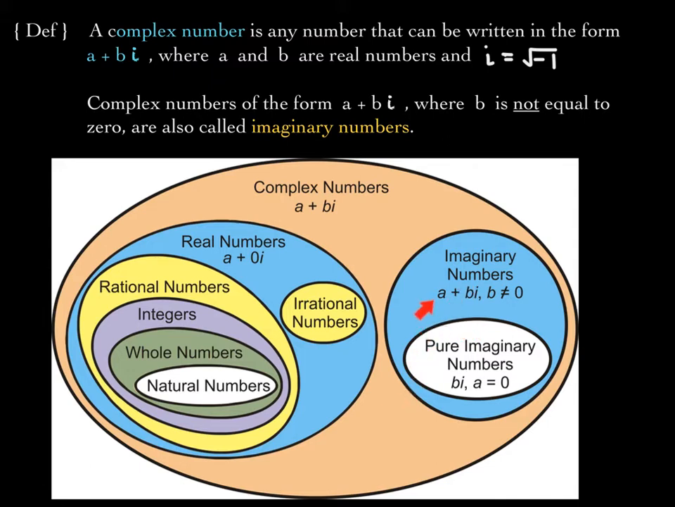If a is 0, then it'll be 0 plus 5i, or 0 plus 7i, or 0 minus 2i. If this first term is 0, you call it a pure imaginary number. When a is 0, then it goes away, and all you have is bi, the imaginary part, and so it's called a pure imaginary number. Now, if you take all of your real numbers and all of your imaginary numbers together, you have this larger number system called the complex number system.